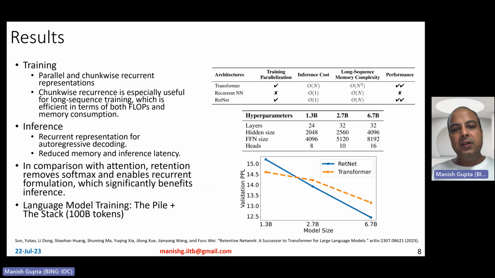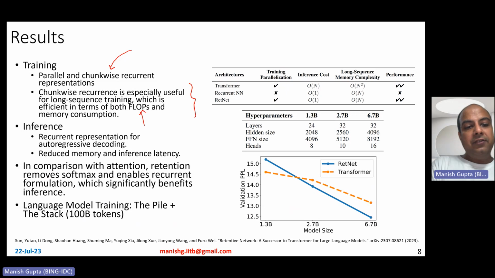Now, how does this compare with respect to the architecture of recurrent neural networks when you compare across several different parameters at train time as well as inference time? So let me talk about that. At train time, essentially you use parallel or chunkwise recurrent representations. You use chunkwise recurrent representations for longer sequences. If the sequences are not long, let's say 500 size sequences, you can just use parallel representations. Chunkwise recurrence is especially useful for long sequences, which is efficient both in terms of floating point operations and in terms of memory consumption.